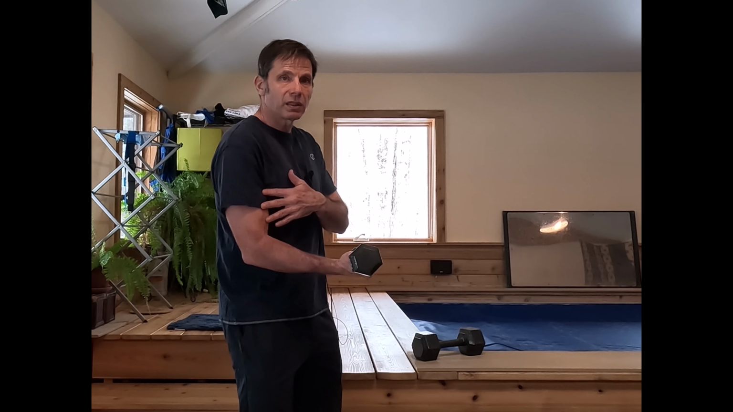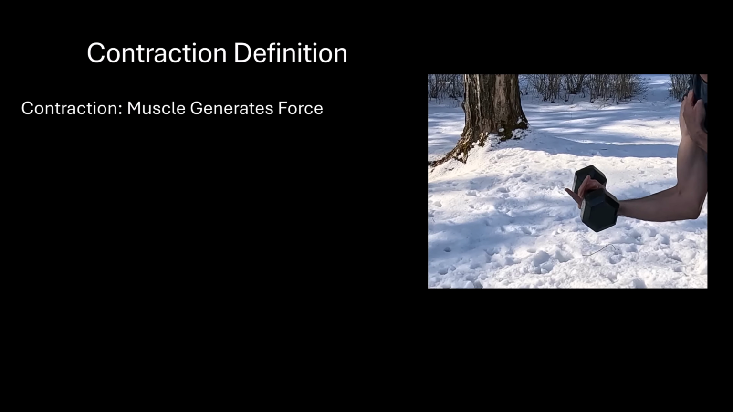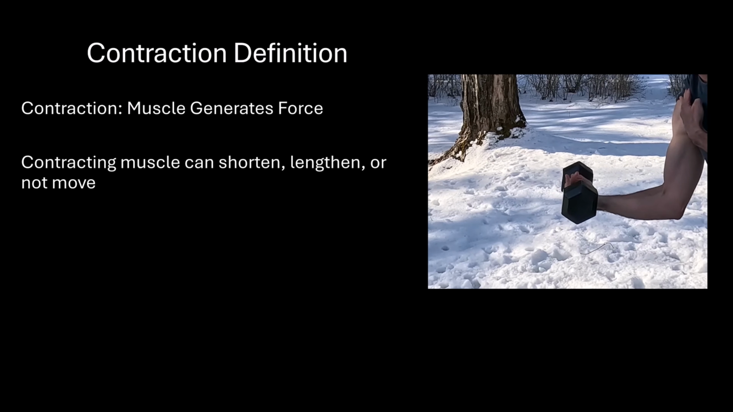Now, we need to define muscle contraction. Contraction just means a muscle is generating force. The word contraction doesn't tell us anything about muscle length. A contracting muscle could be getting shorter, longer, or not moving. There are actually three different types of muscle contraction. I'm going to be using movement of the elbow to talk about all three.